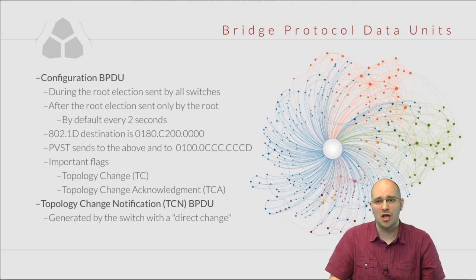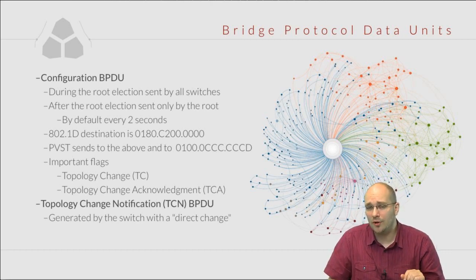Each of the BPDUs contains various information, like for example, the configured timers on that particular switch, and so on and so on. But I want to point out that there are also two important flags in configuration BPDUs that are going to work in combination with the topology change notification BPDUs during the time of convergence. That means when something has changed in our network. These two flags are the topology change flag, the TC flag, and also the topology change acknowledgement, the TCA flag.